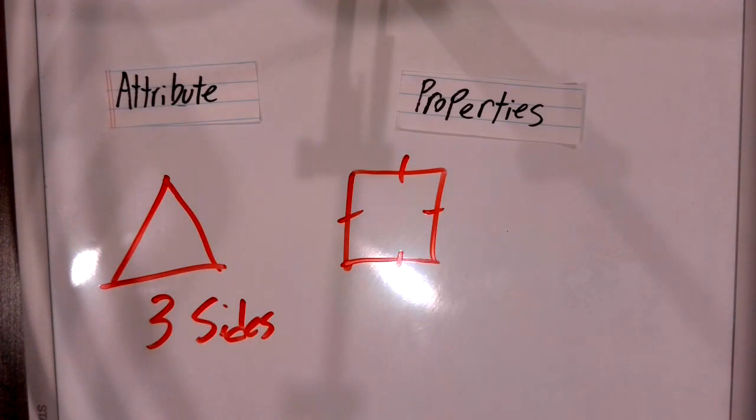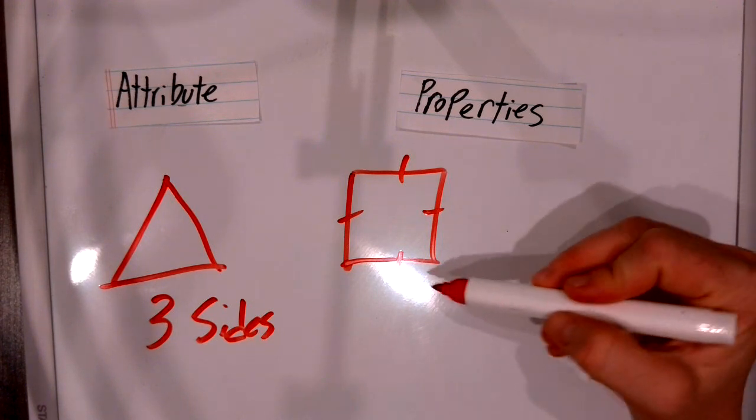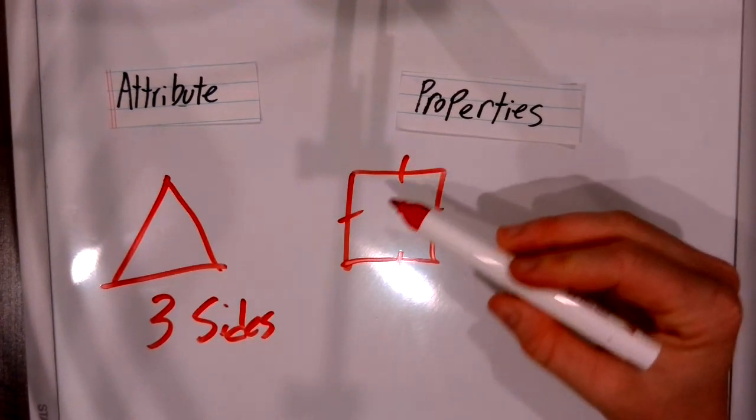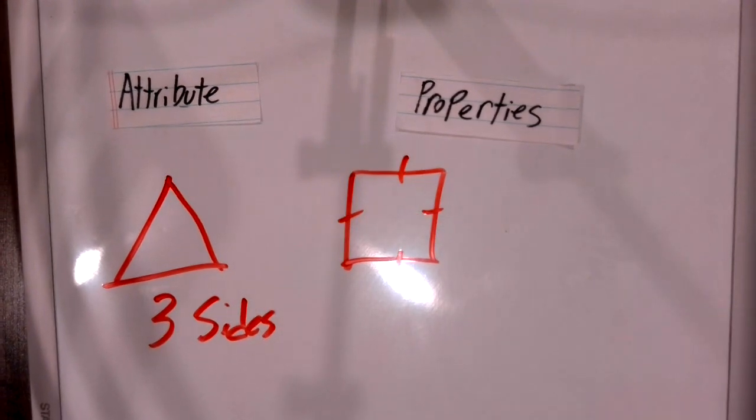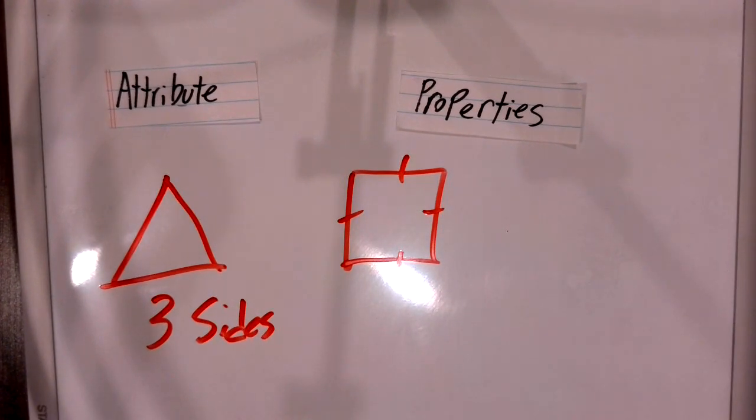Attribute and properties have the same definition. They are characteristics to describe an object or entity. So an attribute of a triangle would be that it has 3 sides. An attribute of a square, or properties of a square, is that all 4 sides are equal, also known as congruent. Attributes and properties are used to describe and differentiate shapes.